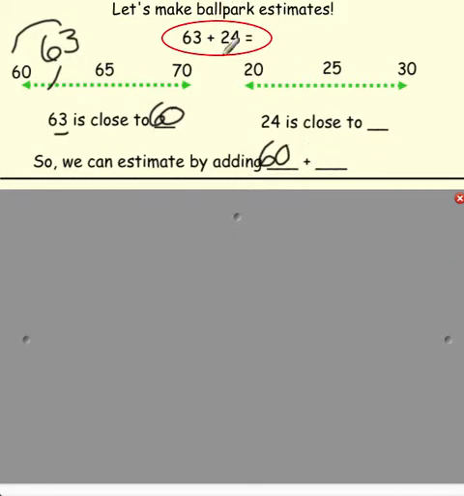Remember, I need to change it now and add on this 24. Okay, 24 is close to what? Well, 24 would be right here on our number line. We can see that 24 is close to 20, but using the rule again, looking at this 4, it's less than 5, so my tens place stays the same. It stays at a 2. The ones place changes to a 0. So 24 is close to 20. If I were to add these parts together, 60 plus 20 would give me a total of 80.